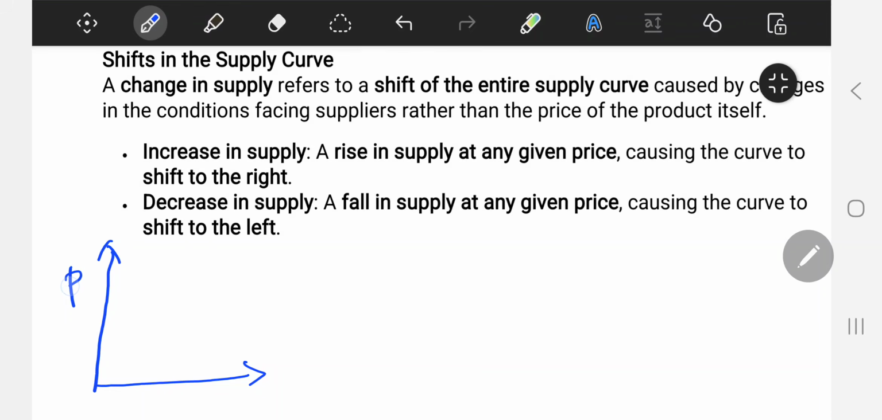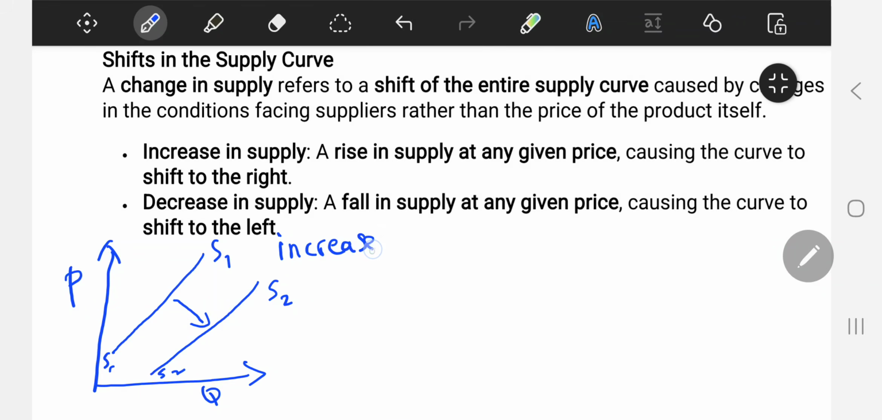So again, this is price, this is quantity, and if this is the supply curve, if there's an increase in supply, let's call this supply curve 1, and we're going to call this supply curve 2. Basically, what an increase in supply does is that it causes the supply curve to shift to the right. So this is an increase in supply. Remember, the other one was increase in quantity supplied, and this is an increase in supply.